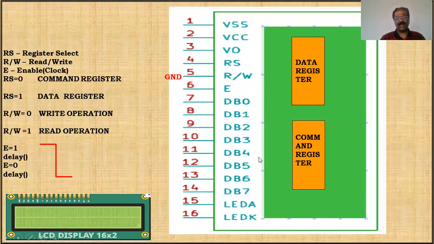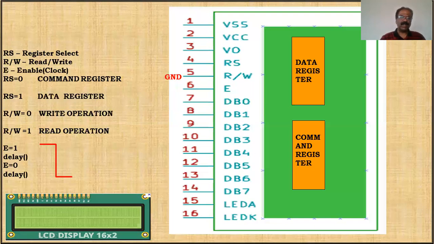What is step number 1? You have to place the information on the data lines. Then you have to select the register using the register select signal, either the data register or the command register. If RS equal to 0, it selects the command register. If RS equal to 1, it selects the data register. Here we are not reading anything from this. Most of the time we are writing the data information into the LCD. That's why this signal is always connected to ground. If R/W equal to 0, that is nothing but a write operation.